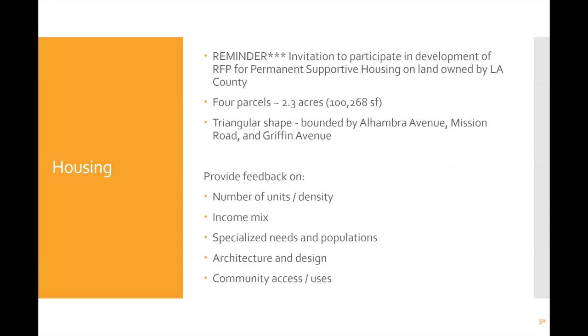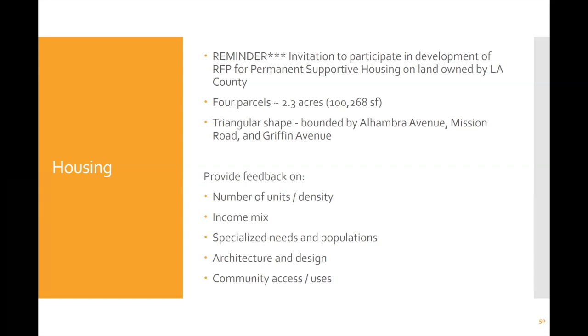They're looking for members of the HICP who would be interested in providing feedback to them on the Permanent Supportive Housing RFP, in particular around what's the right number of units and the density mix, what kind of income mix should be appropriate for this housing project, what specialized needs and populations should be served, architectural and design issues, and also opportunities for community access and use. There is a design around this to make this a housing project appropriate for people currently served by health housing. So it will be permanent supportive housing, but there are some open questions that they would love your input on.